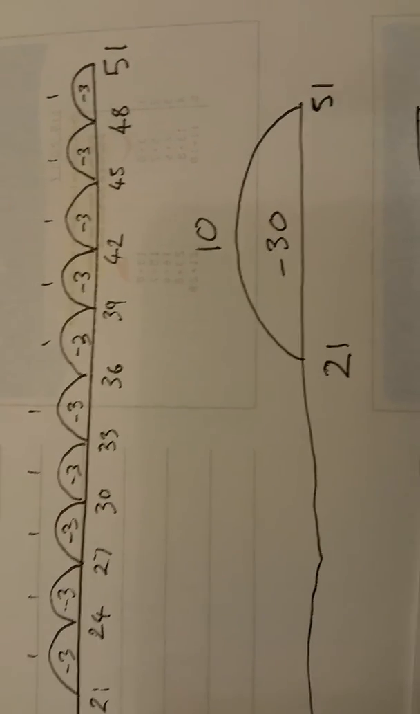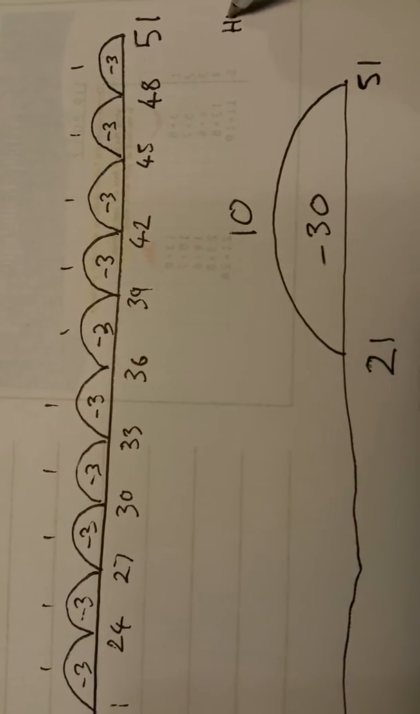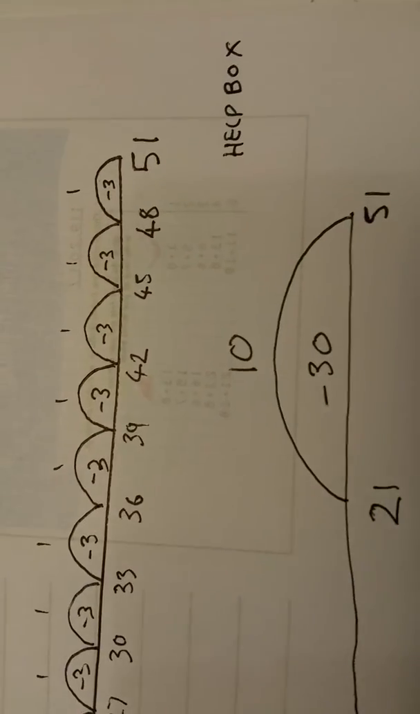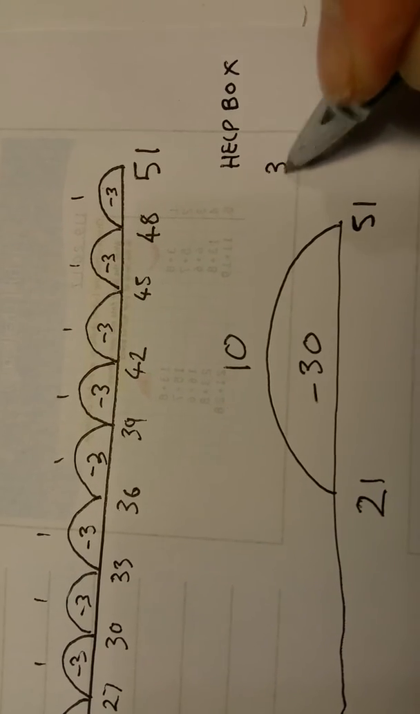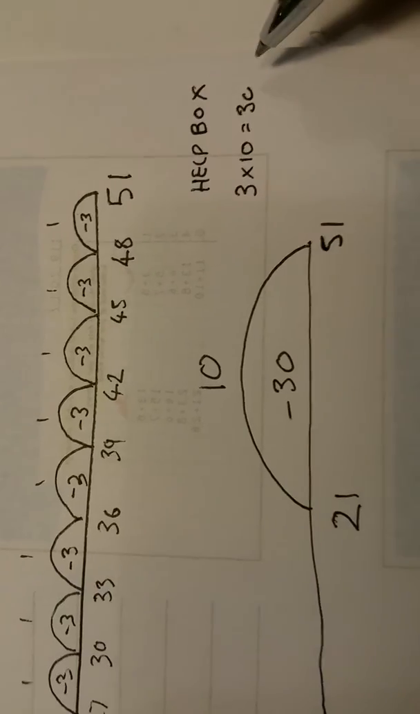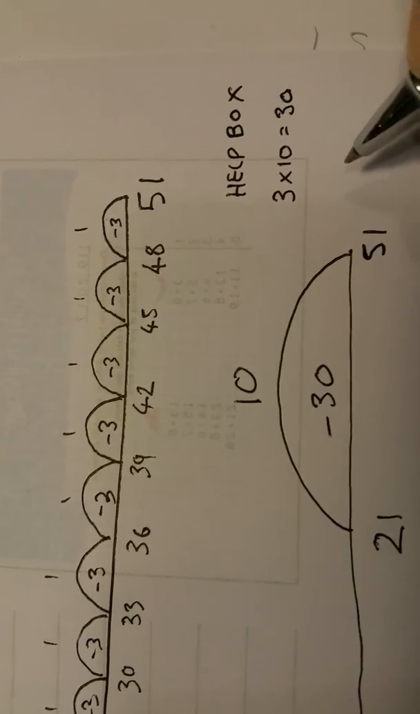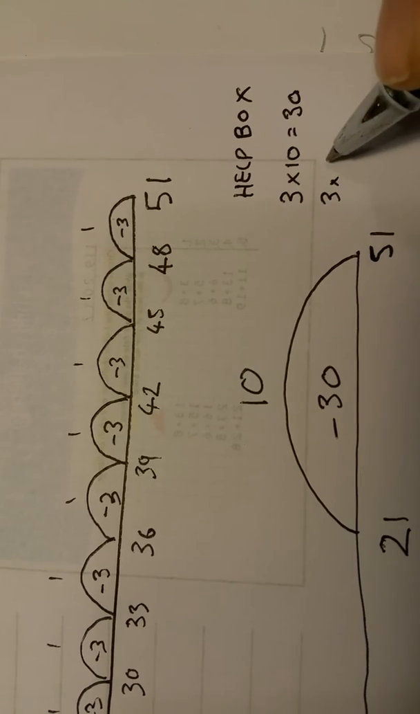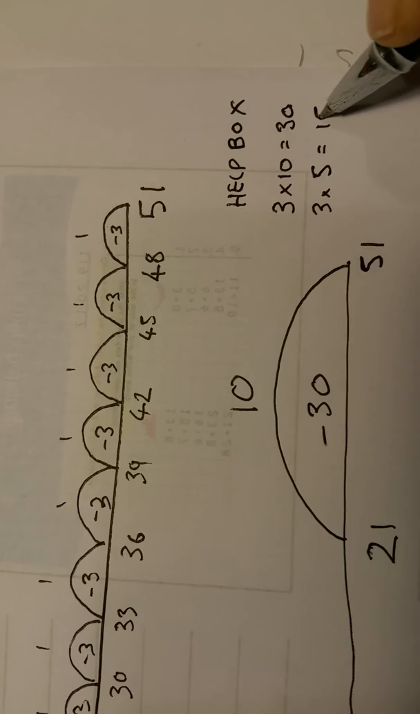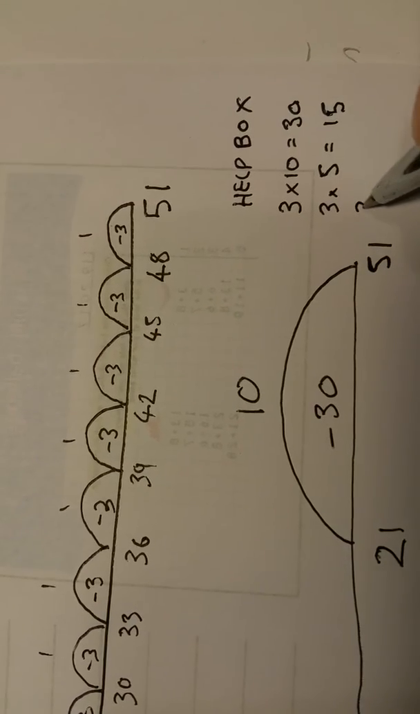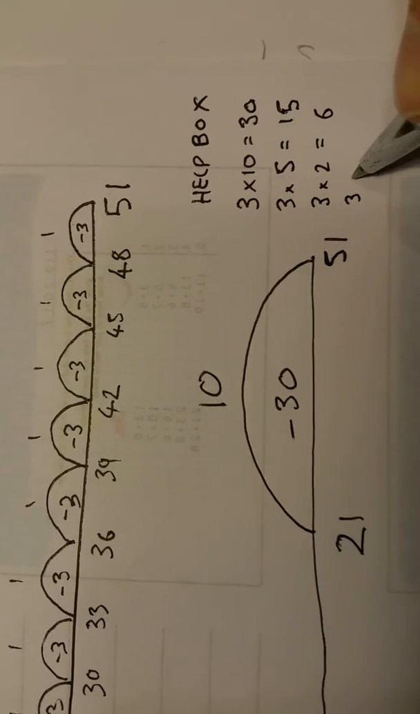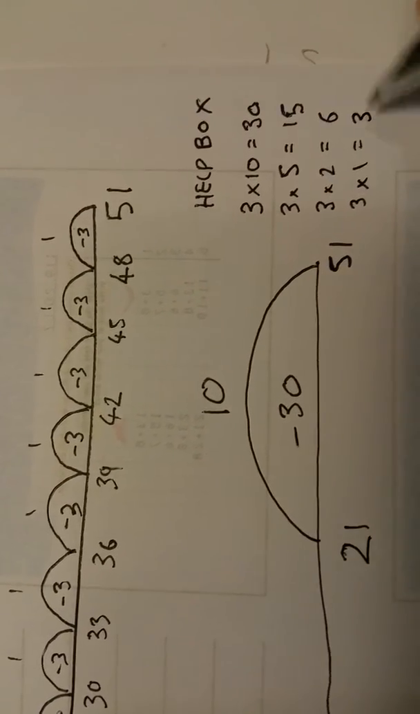And I can do something to help me. I can write a little help box, and this is just my 3 times table. I can just say 3 times 10 equals 30. That's really easy. I think everyone knows that. I can do 3 times 5. Well, that'll be half of 30, which is 15. And if I wanted to, I could do 3 times 2 equals 6. I could even write 3 times 1 equals 3.